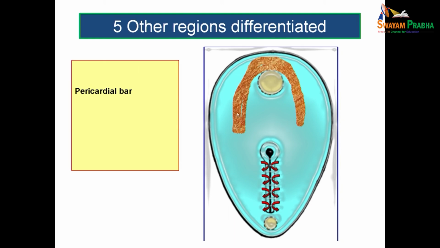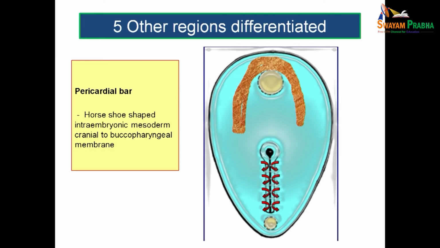The pericardial bar is an inverted U-shaped intraembryonic mesoderm cranial to the buccopharyngeal membrane. This is seen in the mesodermal layer, as the mesoderm goes between the epiblast and hypoblast. When it reaches the precordial plate, it is not able to invaginate between the layers of the precordial plate. So, it just goes cranially, winds around, and forms an inverted U-shaped loop. This bar is known as the pericardial bar.